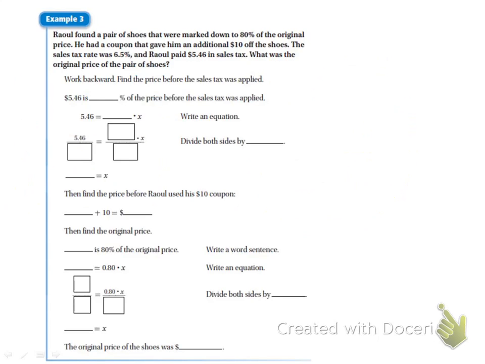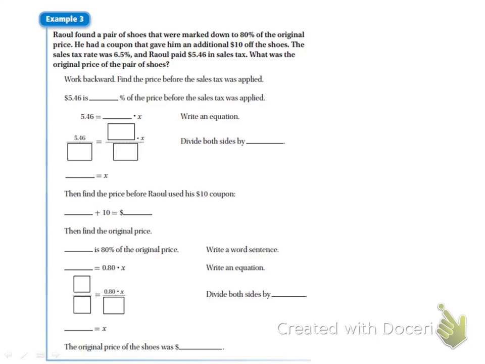Okay, let's move on to number 3. Raul found a pair of shoes that were marked down to 80% of the original price. He had a coupon that gave him an additional $10 off the shoes. The sales tax was 6.5%, and Raul paid $5.46 in sales tax. What was the original price of the pair of shoes?